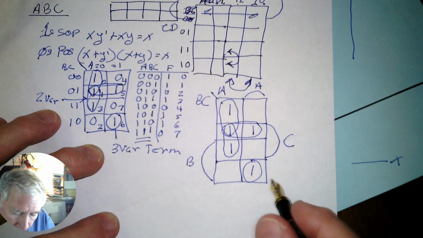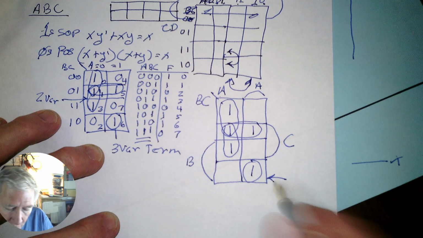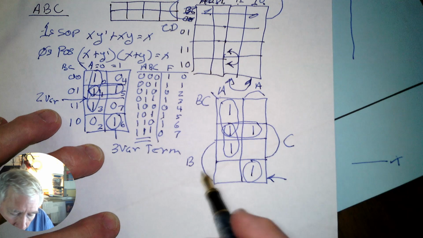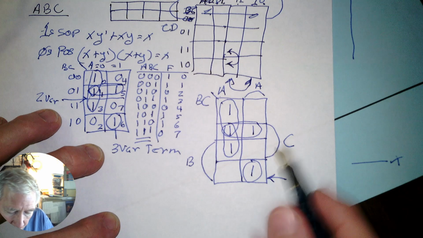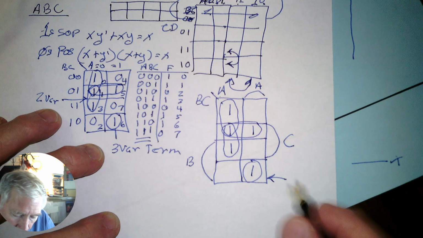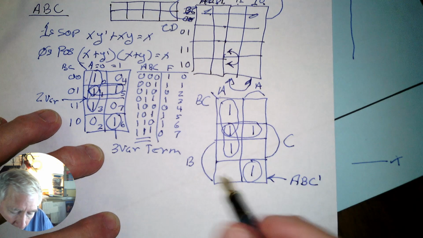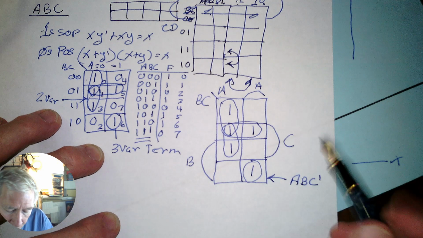Now this one, we can write to begin with. This is in the A column. It's also in one of the B rows, but it's not in one of the C rows, so it has to be C prime. So this is going to be A, B, C prime. Because remember, the bottom and top rows are C prime.